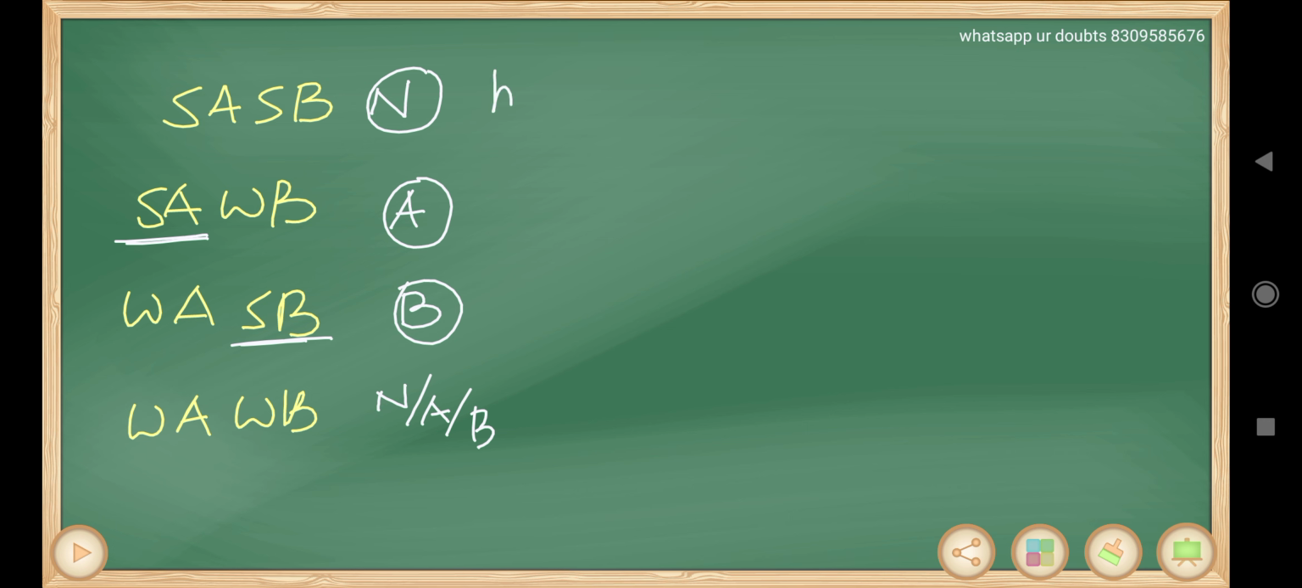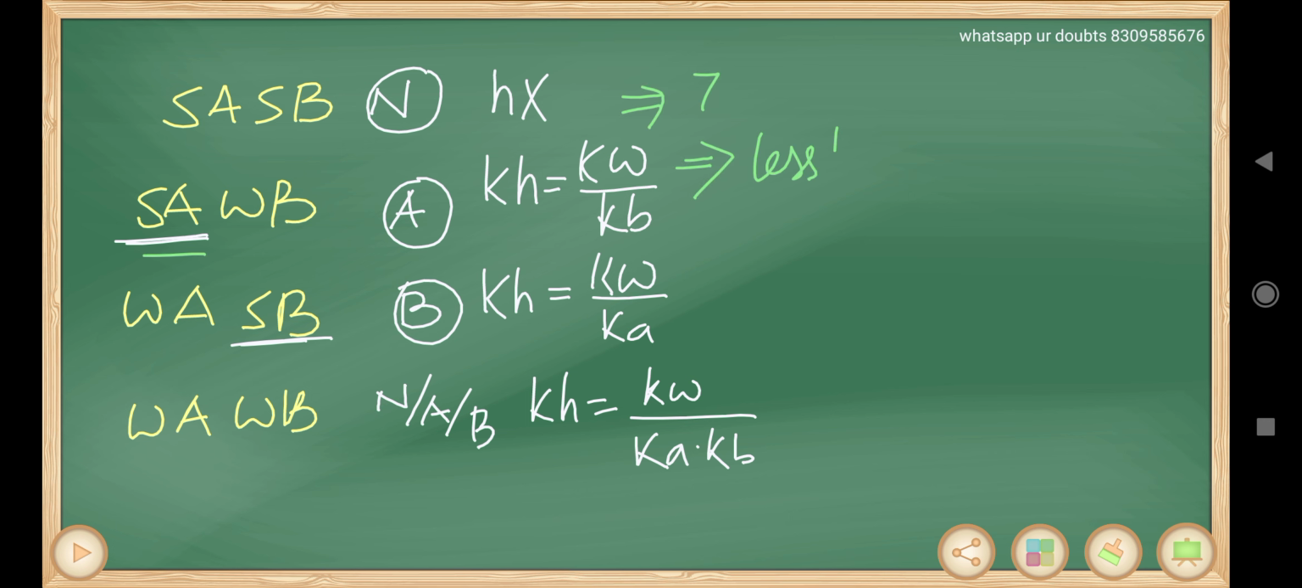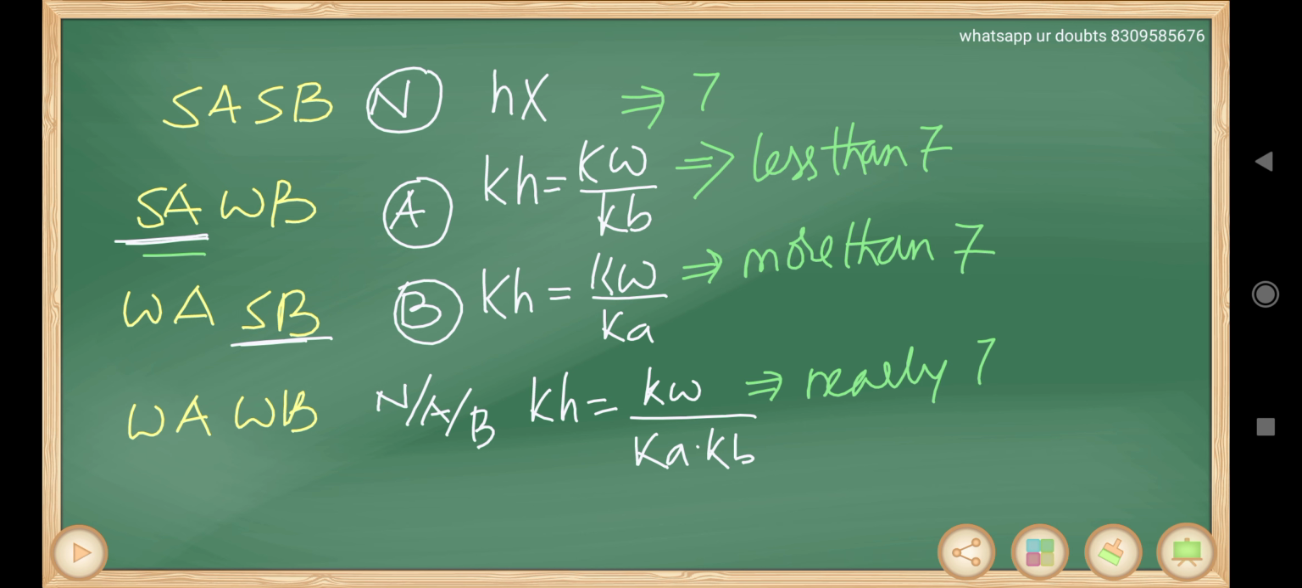For strong acid strong base there is no hydrolysis. Where a weak base is there, KH is equal to Kw by Kb. When a weak acid is there, KH is equal to Kw by Ka. Here both are weak, so KH is equal to Kw by Ka into Kb. And here pH is going to be 7. With a strong acid, it is less than 7. Here it is more than 7. For weak acid weak base, it is nearly 7, slightly less or more than 7.